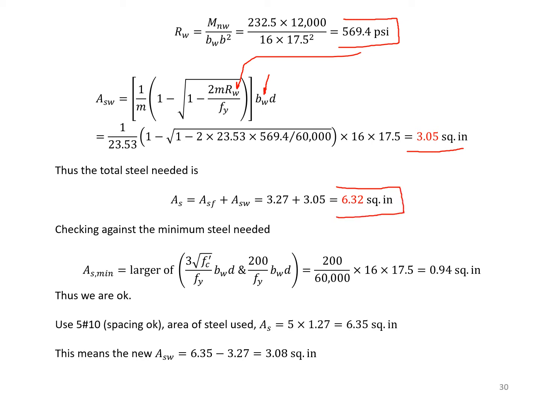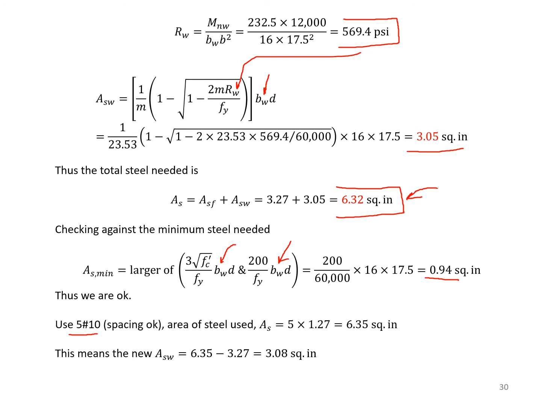Now I compare it with the minimum. The minimum is the larger of these two values, and it's going to be very small anyway, 0.94, and that one is certainly not larger than that, so the value we're going to use would be this one. So what do we use in terms of the bars? I am suggesting 5 number 10. The width is 16 inches. So is this spacing okay?